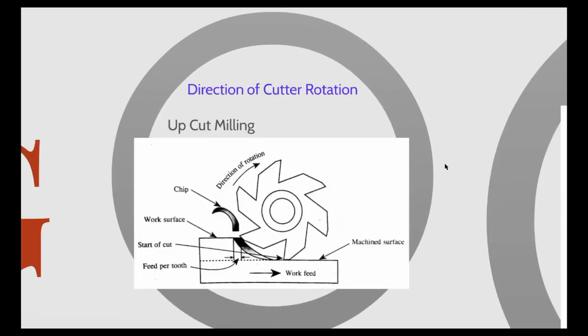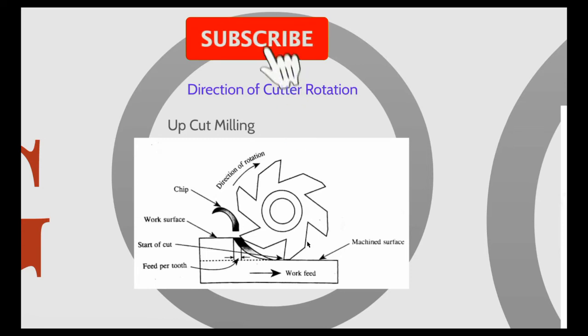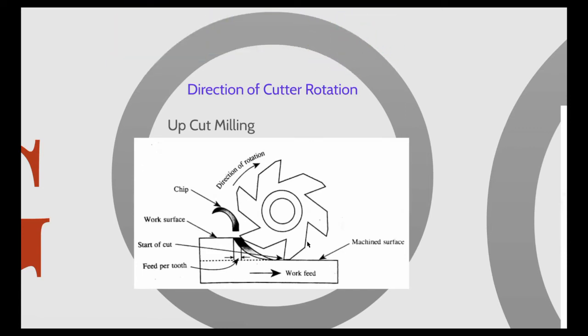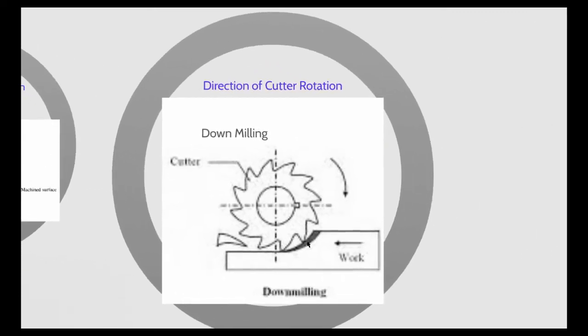In up-cut milling, the direction of feeding of the workpiece and the direction of the rotating cutter are opposite. The up milling process is used for machining hard materials. Unwanted material is removed in the form of thicker chips. A larger clamping force is required because the cutting force is directed upward and tends to lift the workpiece. Surface finish is poor in up-cut milling.